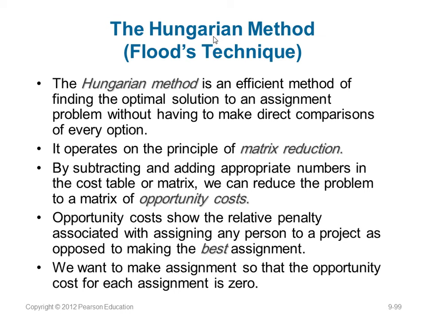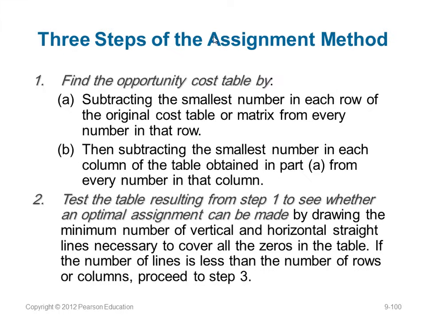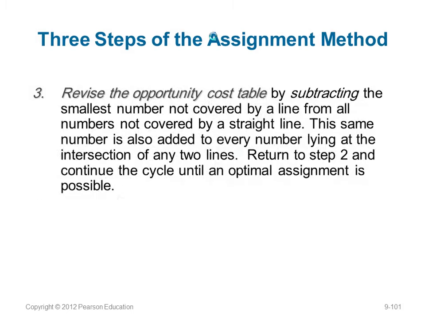A better, more efficient approach is what is called the Hungarian method. It's also called Flood's technique. Here it goes by the concept of matrix reduction. Initially we calculate what is called opportunity cost. From the opportunity cost, we will calculate which is the better choice to allocate. How to calculate opportunity cost, we will discuss in the slides to come. Here, we want to find out the penalty for not assigning the best option to anybody. That's called opportunity cost.